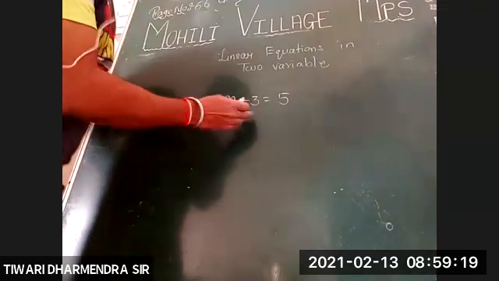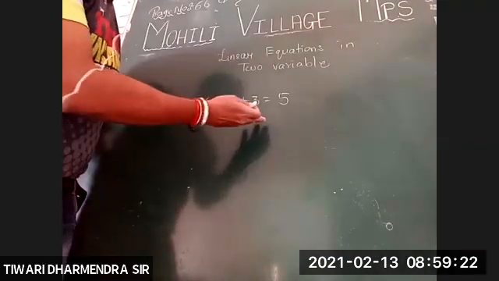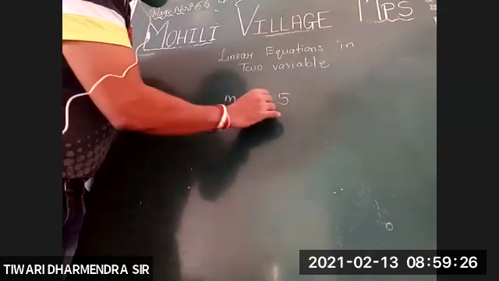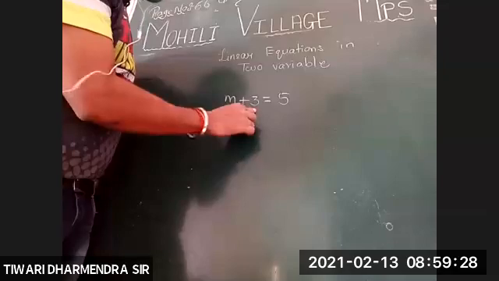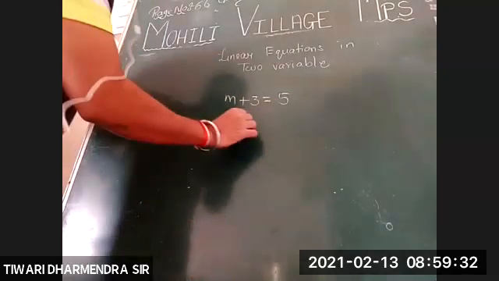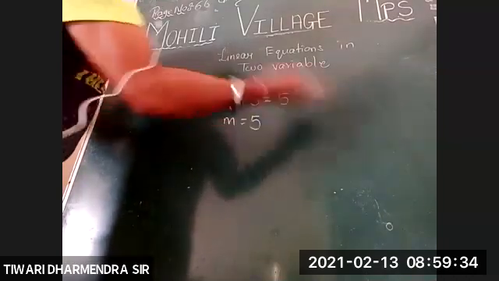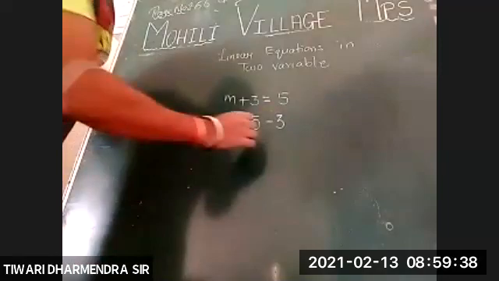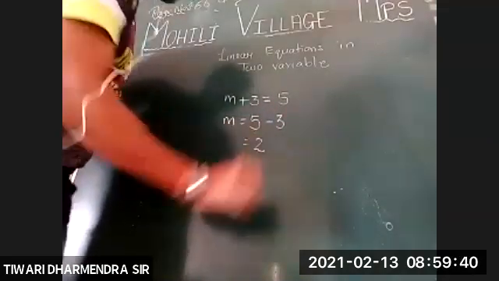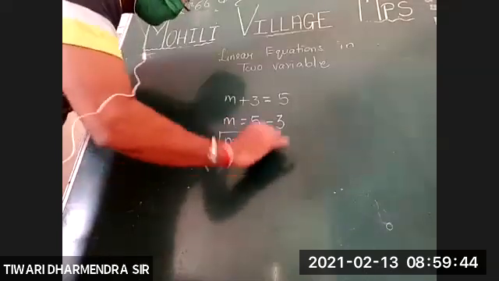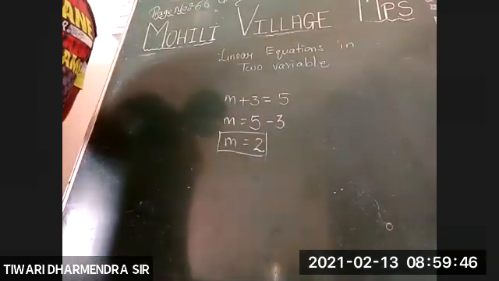Now from this, how to get the value of m? We are having an equal to sign in between. We are having 3 on left hand side and 5 on right hand side. So we are taking 3 to right hand side. So it becomes 5 minus 3. We know that 5 minus 3 is 2. So value of m comes out to be 2. This is the first activity they have given.